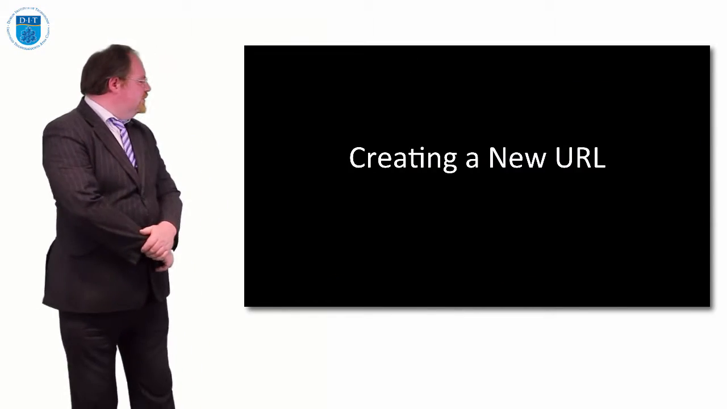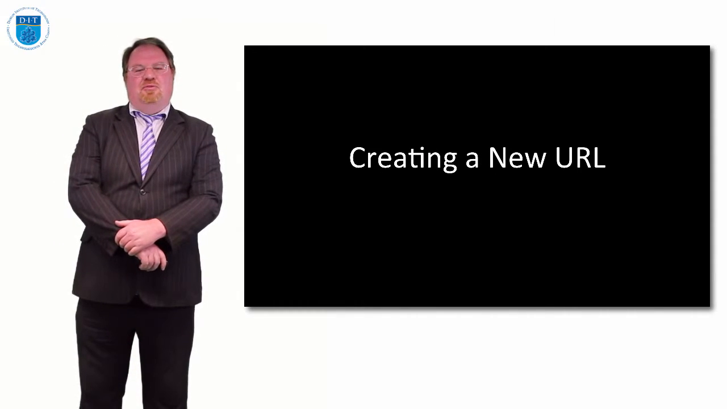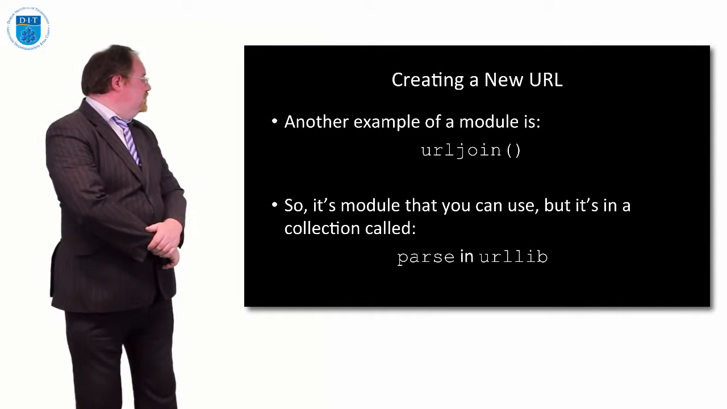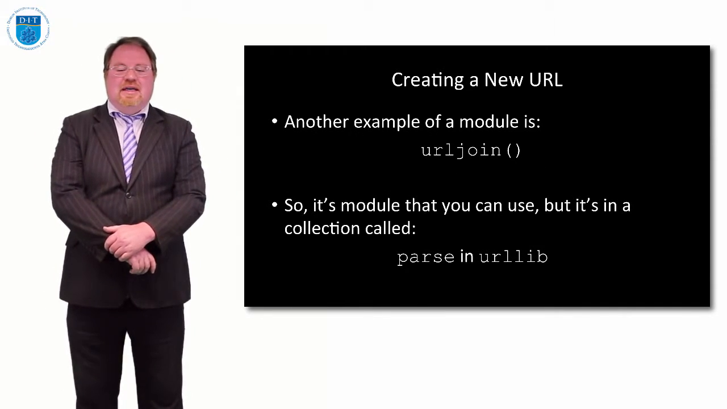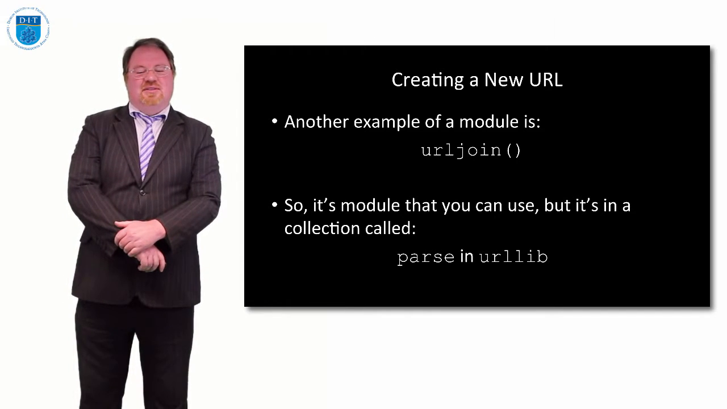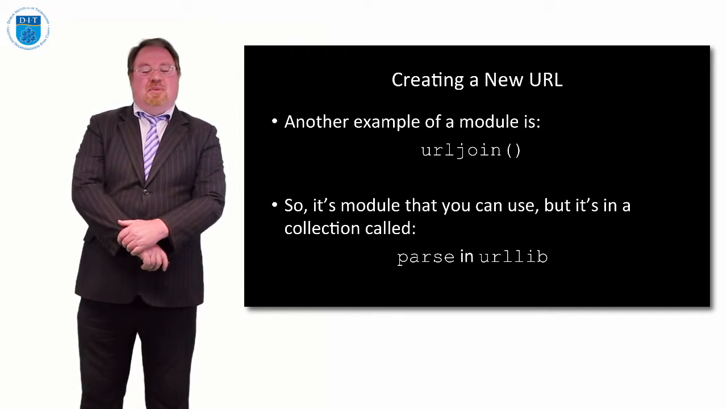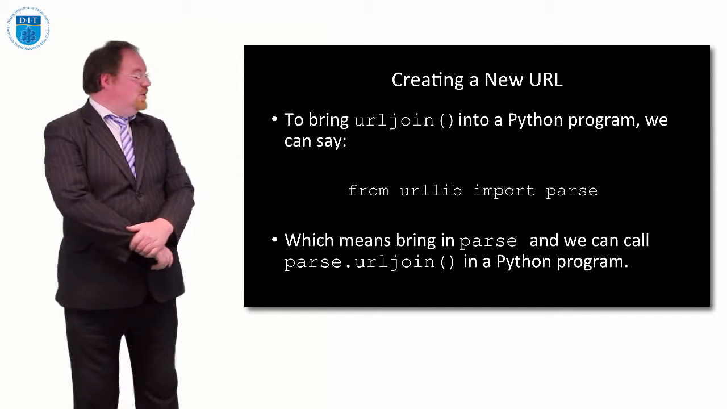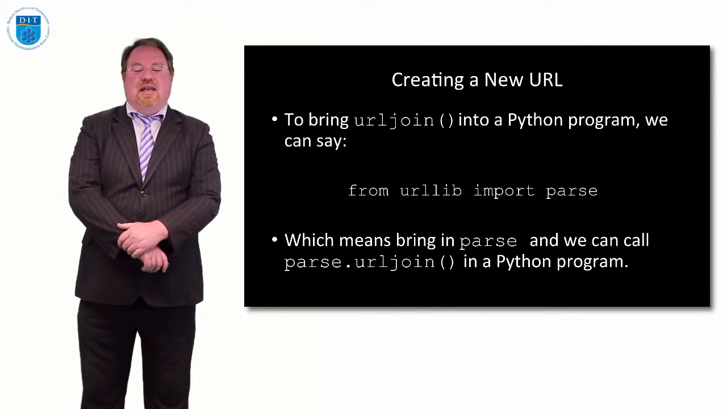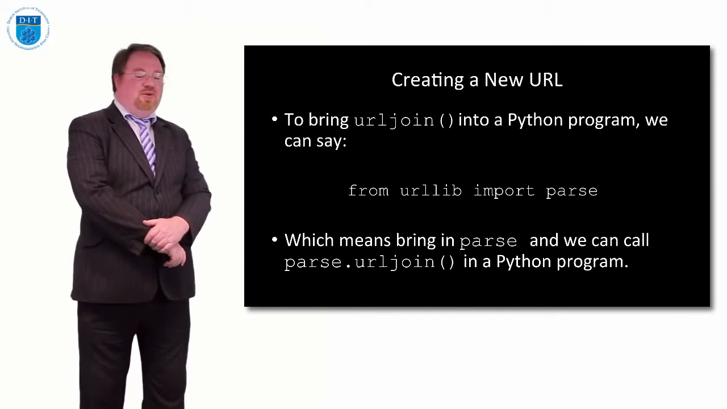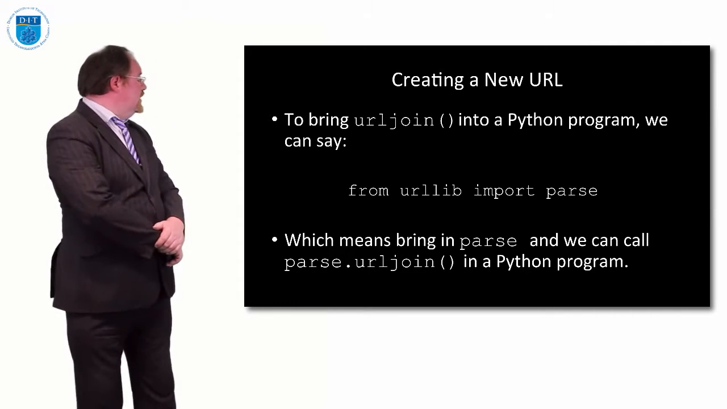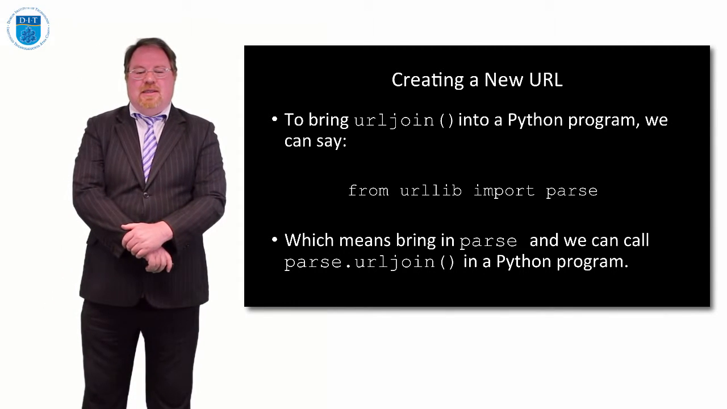Now let's look at if we have a URL, a relative address, how we create a new full URL from that. We have another method called urljoin, and that's in a library called parse. The library is called parse and the collection is urllib within that. So I need to say from urllib import parse, and one of the sub-functions within parse is urljoin. So it's slightly different from the way urlopen is. But anyway, parse.urljoin is in our Python program then.